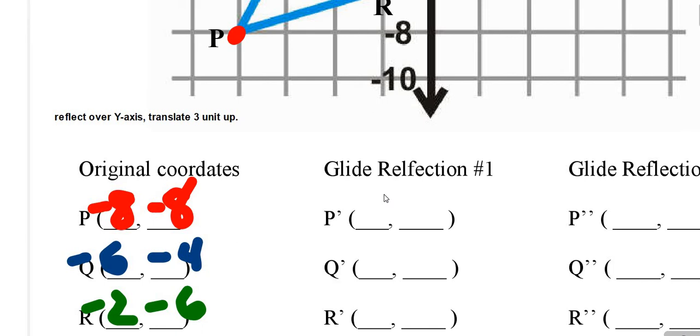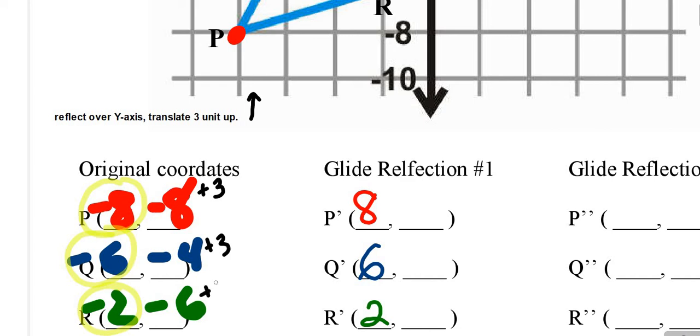To flip over the y, opposite the x. So step 1, to flip over the y-axis, you opposite the x coordinate. So this is going to be 8, 6, and 2. Then we go 3 units up. That's on the y-axis, and that's going to be plus 3, plus 3, plus 3. So negative 8 plus 3, that's going to be negative 5. Negative 4 plus 3, negative 1. Negative 6 plus 3 is going to be negative 2.